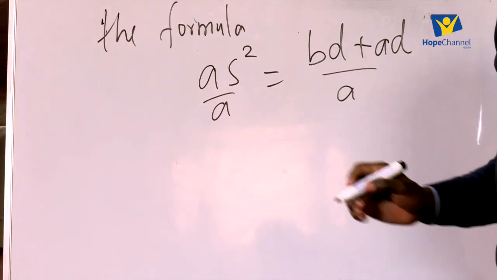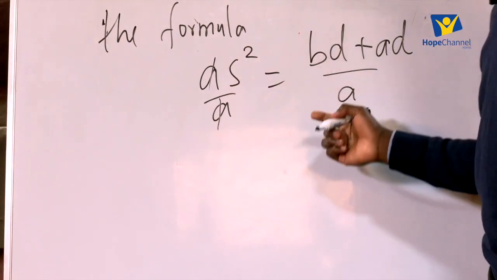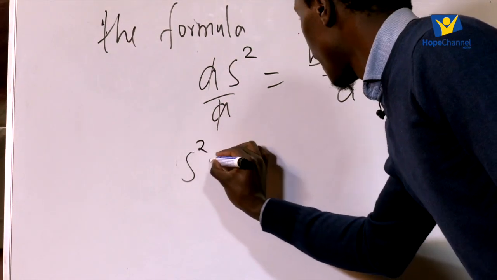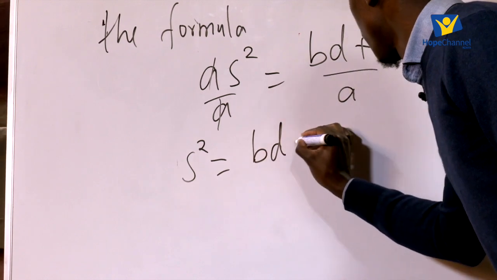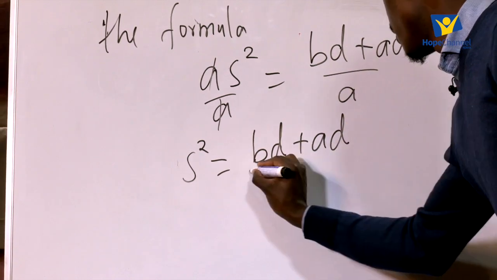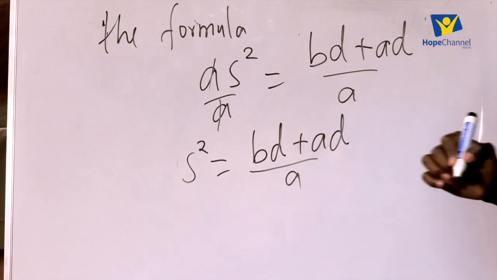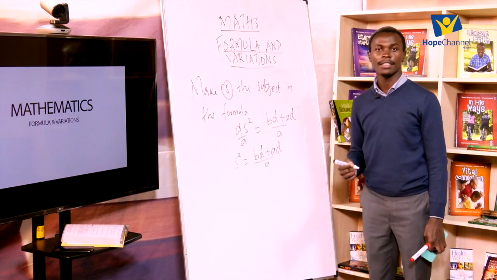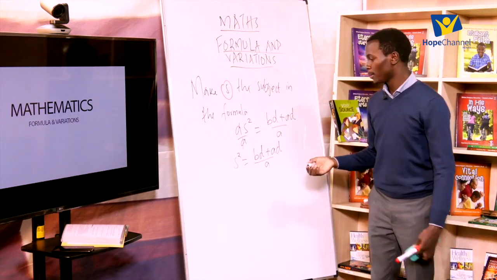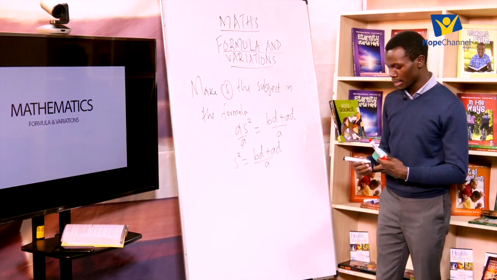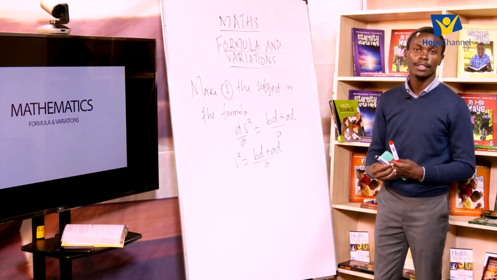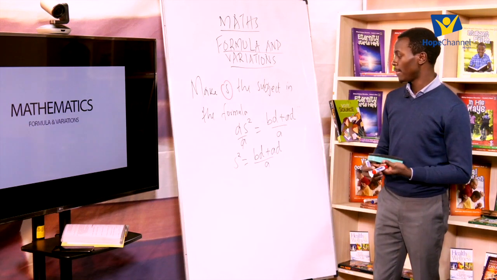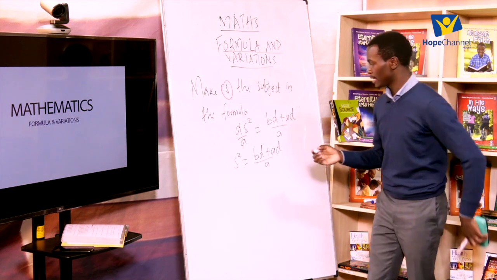Now let's simplify. A and a cancel, but on the other side we can just leave it as that. So that gives us s squared is equal to bd plus ad over a. Still we are not through, because the question is about making s the subject and not s squared. So just like the previous example, because it is s squared, you are supposed to find the square root of s. You find the square root on both sides, so that you find the value of s, or rather the subject s as we need it.